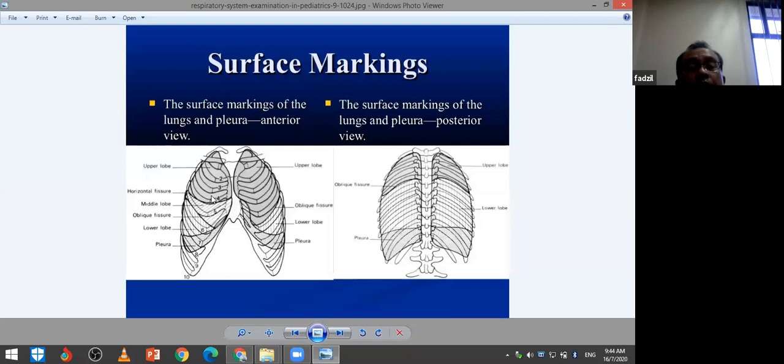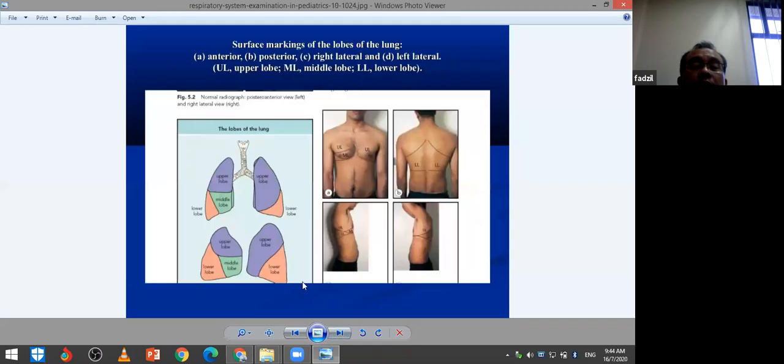So when you auscultate, you know what you are auscultating. You don't just auscultate a lung, you know anatomically which lobe you are auscultating. It tells you that the finding is particular to that lobe. You know which zone, which lobe you are auscultating. So that is basically the lobes of the lung. You can see here.